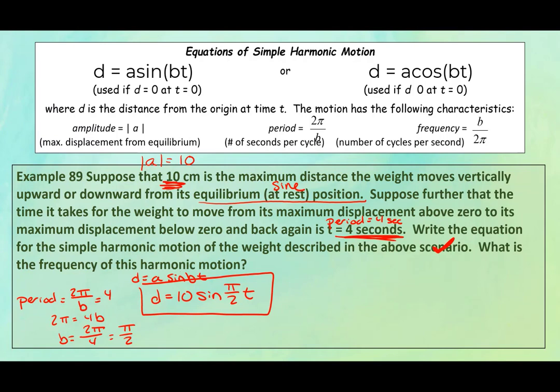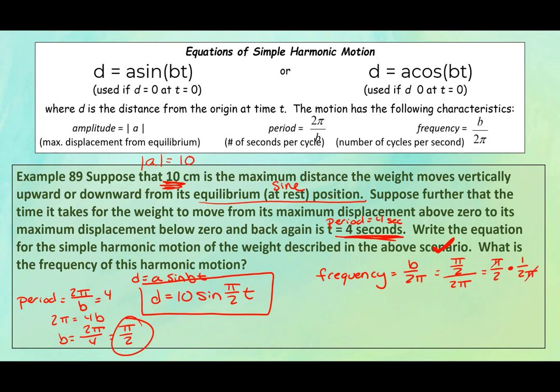Second question was, what is the frequency of this harmonic motion? So we are told from above that frequency is equal to B over 2 pi. Now we know what B is because we just found it over here. So we know this is going to be pi over 2 divided by 2 pi. We're going to have to flip here. So we're going to keep the top, change the operation to multiplication, and flip the bottom.